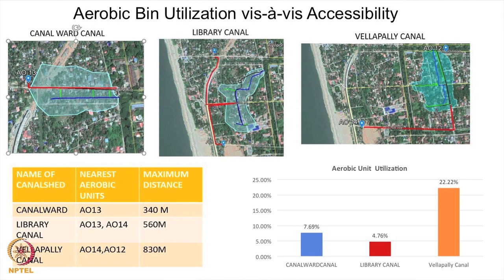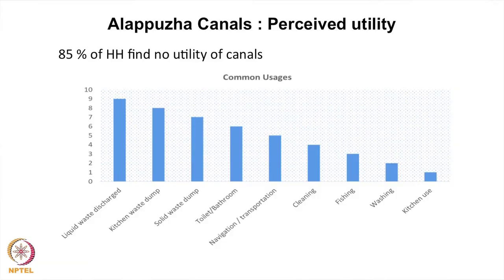So we tried to look at what is the average distance of this. We found that it's 340 to 830 meters, and now we can plan the distance better. Can you reduce the aerobic bins is one question that we are asking. Then utilization is very, very small, like 8% to 22%. So another question is, can we increase the usage of this and of individual systems. So this is the scope of our study that you are also going to do.